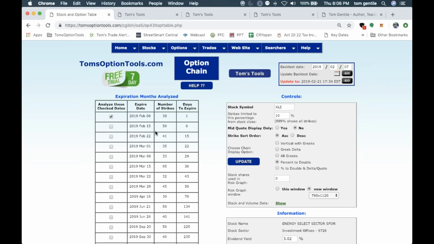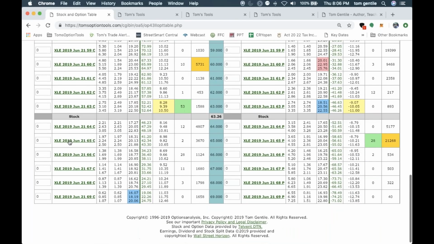Now I've got XLE, and I'm going to be looking at those June options. So I've got all my expiration months here. Here's June. Let me go ahead and click Update. And we're going to go down to that June 63 call. There it is. It ended up closing out at 210.